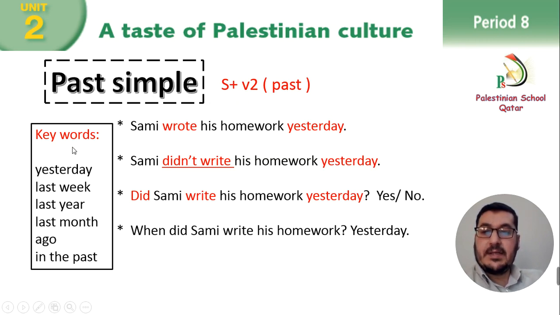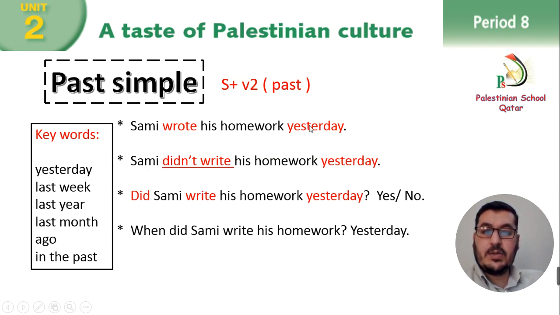Subject plus the past. And the keywords with the past simple: yesterday, last week, last year, last month, ago, in the past. And we have more than these. For example, Sami wrote his homework yesterday. This is the verb number 2, Sami wrote in the past, and we have something that tells us it is past, which is yesterday.